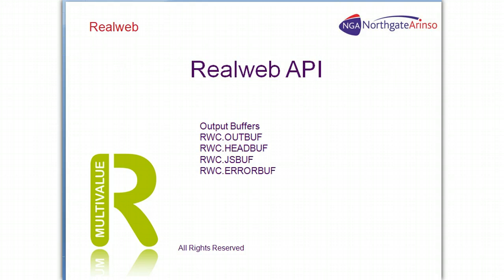The majority of routines in the Realweb API are used to construct an HTML page that is returned for display in the browser. This is done by adding code to the appropriate Realweb output buffer, depending upon the type of HTML output. There are 4 output buffers: a buffer to generate HTML directly, routines that require HTML to be placed within the head section of the HTML document, routines that directly generate JavaScript code, and an error buffer if errors are encountered at runtime during the execution of any of the Realweb API routines.